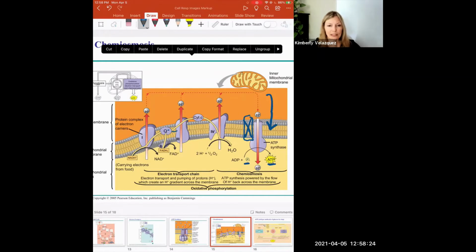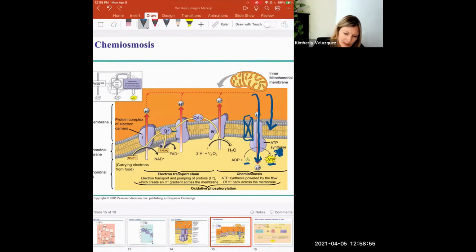So I really like this explanation. It says electron transport chain: electron transport and pumping of protons, which are the H+, which creates an H+ gradient. This is a concentration gradient across the membrane. And then chemiosmosis is ATP synthesis powered by the flow of the H+ back across the membrane. When those come through, that produces enough energy to add that phosphate group onto ADP to make ATP. And on average, we make 32 that way.